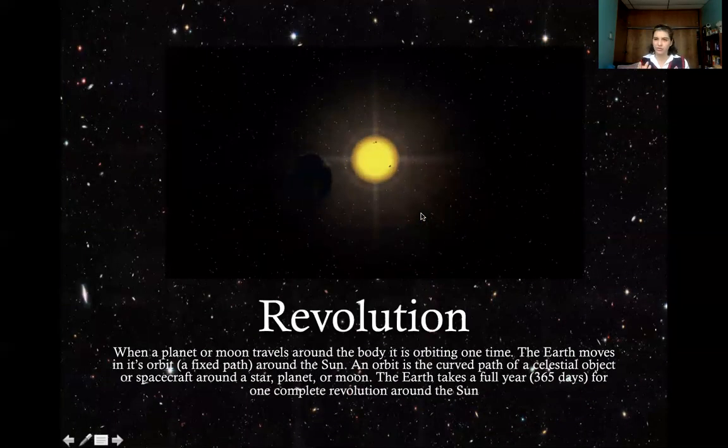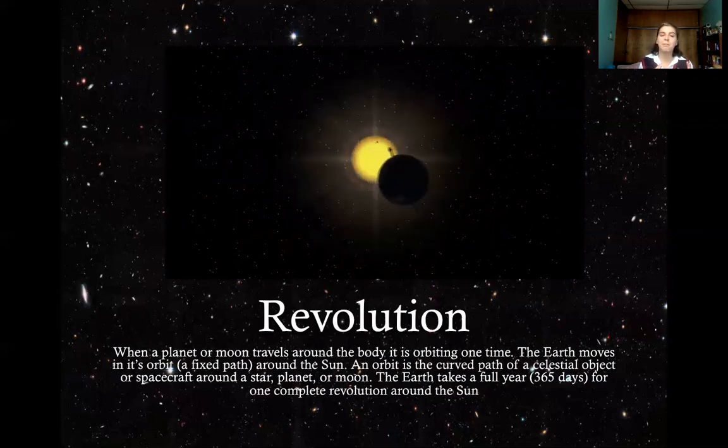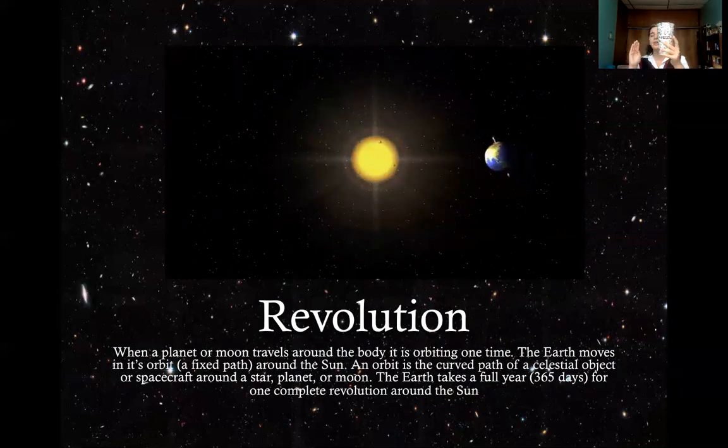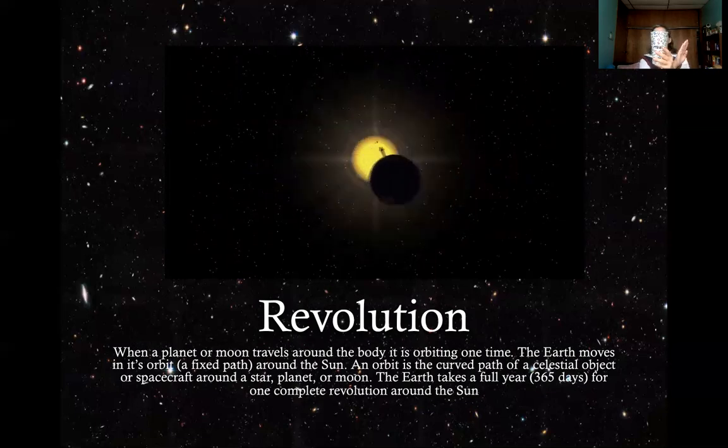Now we have revolutions. A revolution is when a planet or moon travels around another body, orbiting one time, okay? Remember how in the previous slide I explained that we could pretend that our hand is the planet? If we move our hand in a clockwise motion, that is the rotation movement that the planet is doing. Now, besides that, I have this cup of water. The planet revolves around the sun. Doing this movement means it's a revolution.